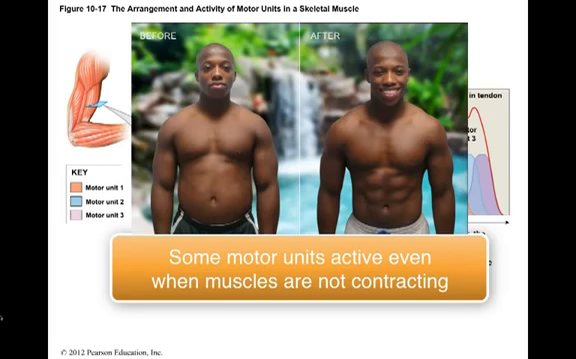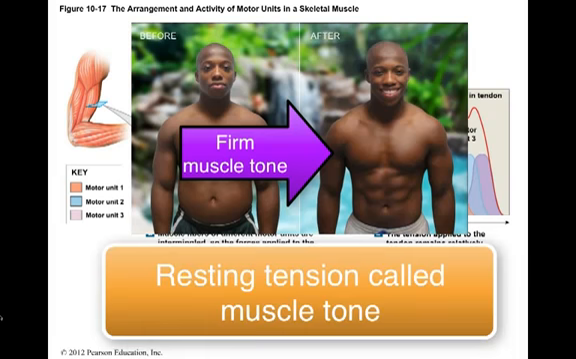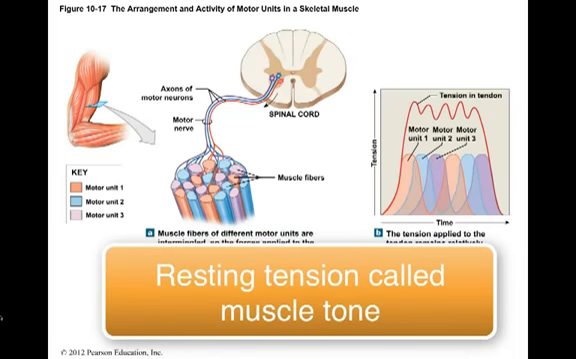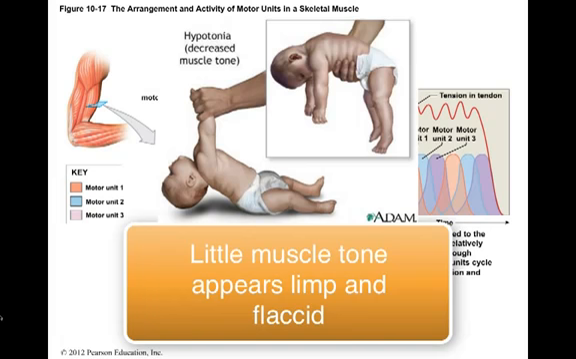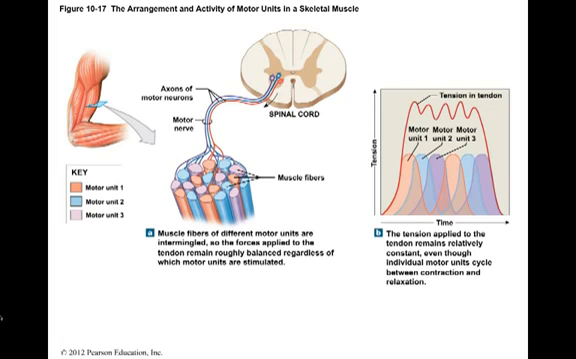In any skeletal muscle, some motor units are always active even when the entire muscle is not contracting. Their contractions do not produce enough tension to cause movement, but they do tense and firm the muscle. This resting tension in a skeletal muscle is called muscle tone. A muscle with little muscle tone appears limp and flaccid, whereas one with moderate muscle tone is firm and solid. Resting muscle tone stabilizes the positions of bones and joints.